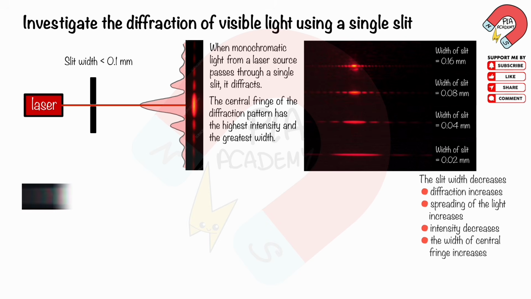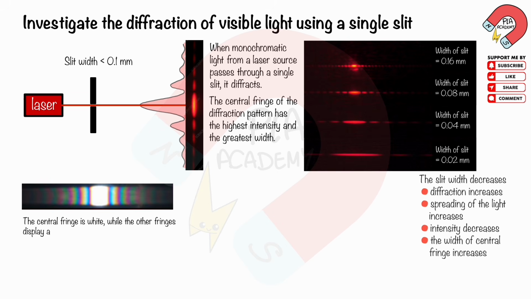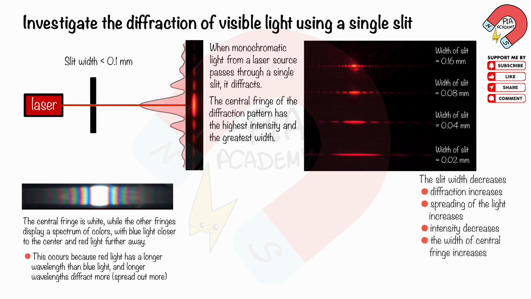The diffraction pattern of white light through a single slit is shown. The central fringe is white, while the other fringes display a spectrum of colors, with blue light closer to the center and red light further away. This occurs because red light has a longer wavelength than blue light, and longer wavelengths diffract more, spreading out more.